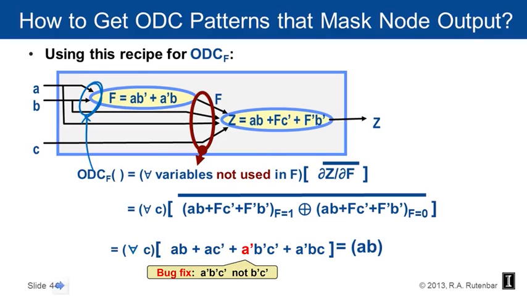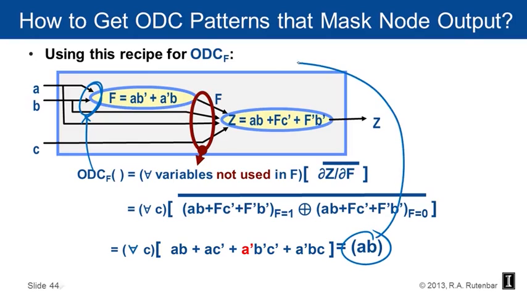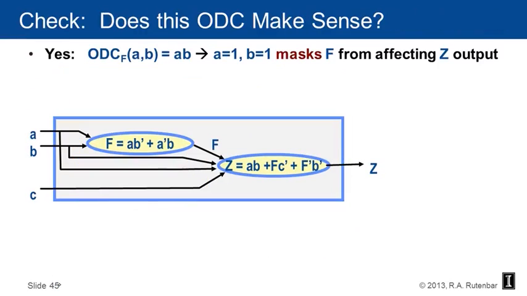If you do that, you will be quantifying the C out of the Boolean equation AB plus AC bar plus B bar C bar plus A bar BC, and when you're done, you get something useful. You get some patterns that you can actually apply to the inputs of the node that you are trying to simplify. So that's the computational recipe so far for the output don't care.